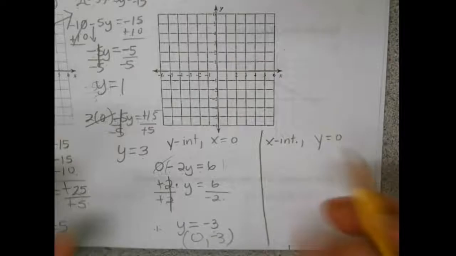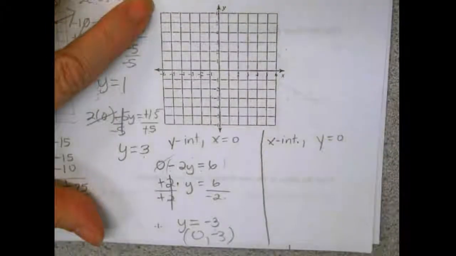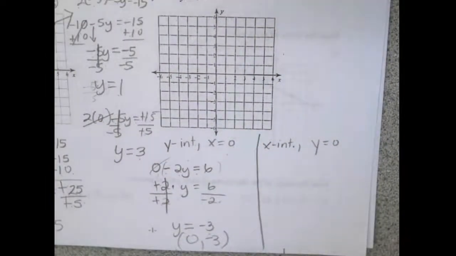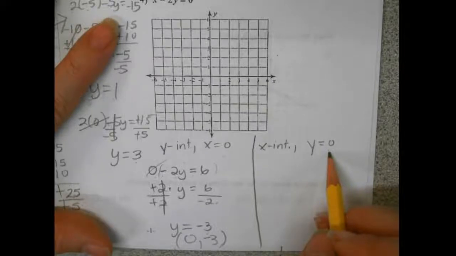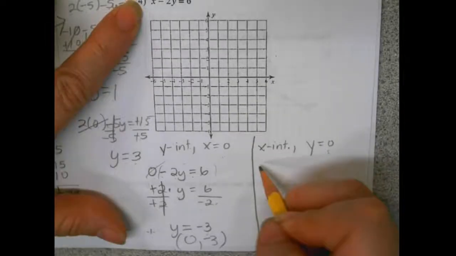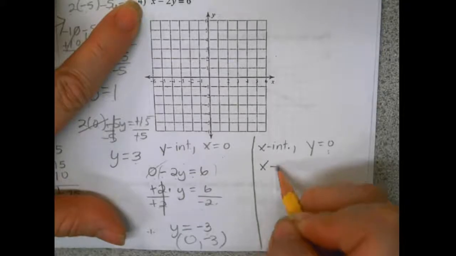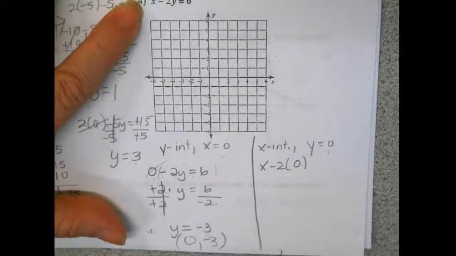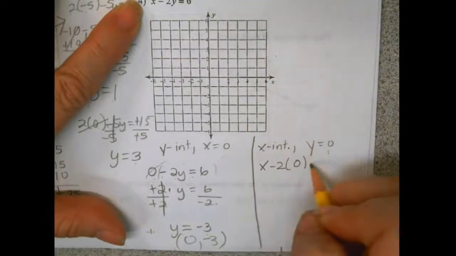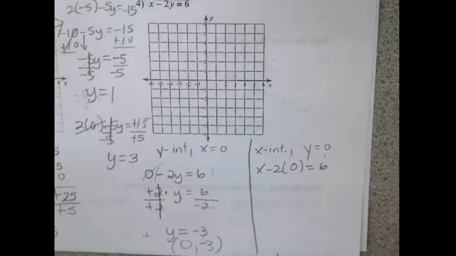Let's go to the next side now. I have x minus 2y equals 6. This time, instead of y, what am I going to use? 0. So I'm going to rewrite my equation, x minus 2, and instead of y, we said we're using 0. And it's going to equal positive 6.